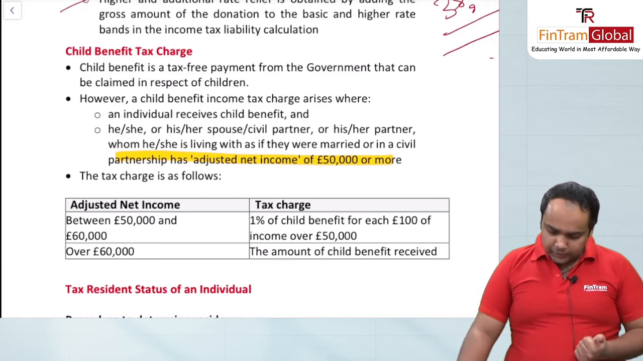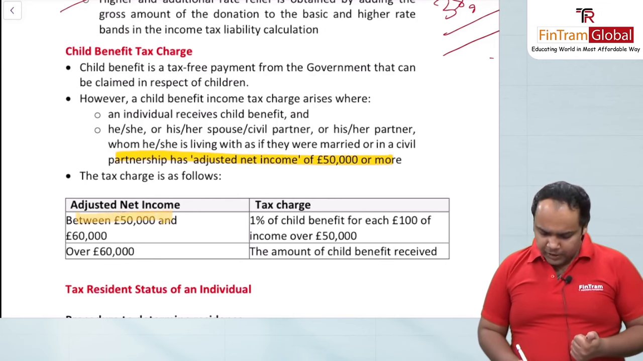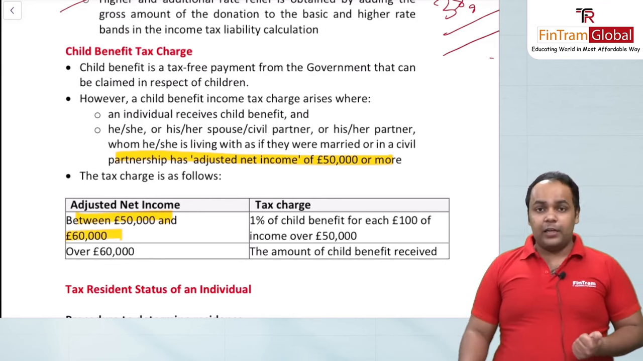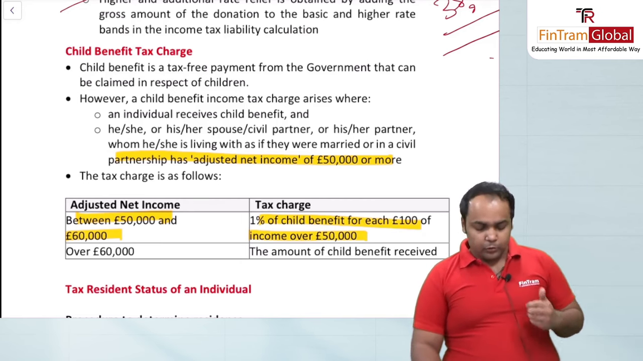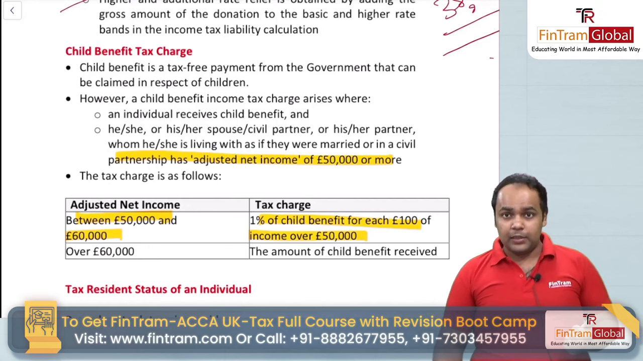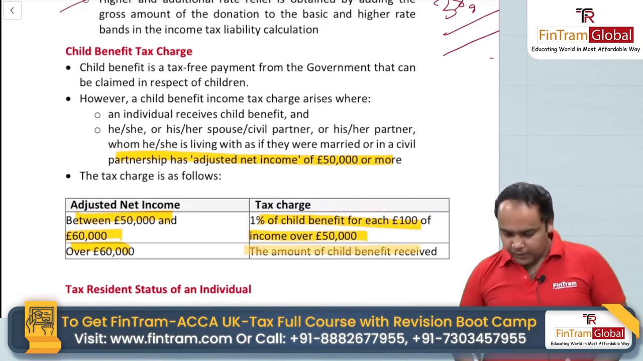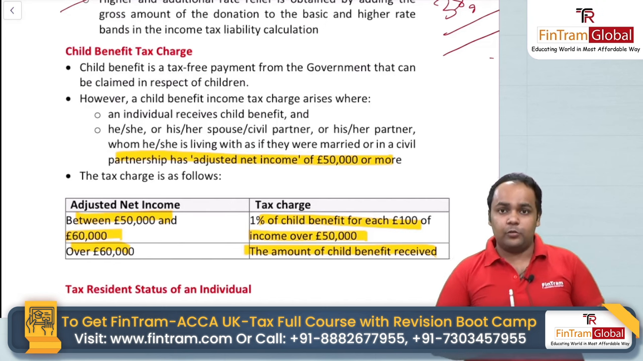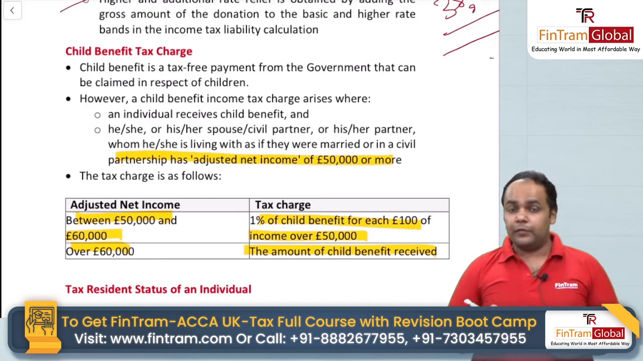So if the adjusted net income of any of the spouses is between 50,000 and 60,000, 1% of the child benefit for each 100 pounds of income over 50,000 is charged. And if the ANI is above 60,000, the entire child benefit received is charged as tax. There's no tax relief available on the child benefit received.